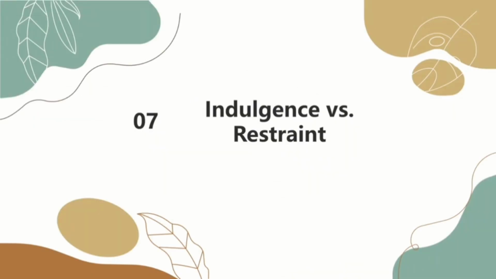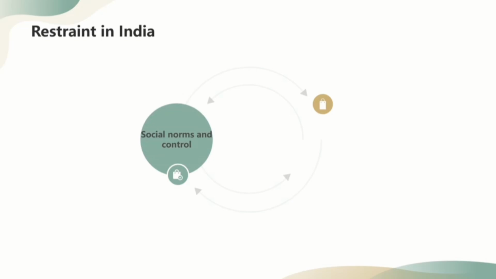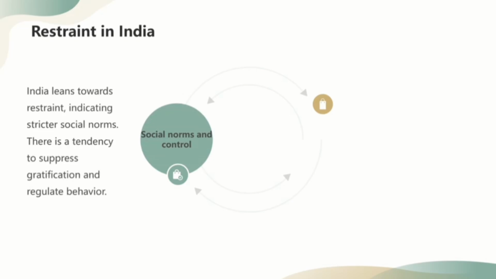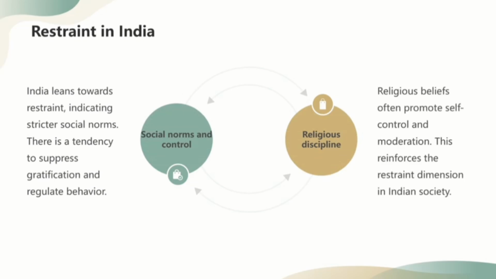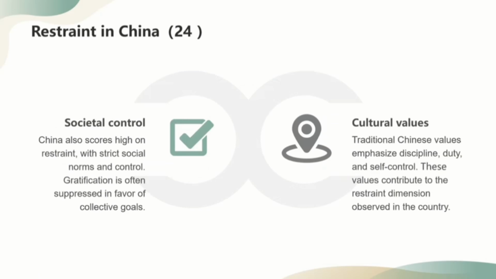Next is the last part. Indulgence versus restraint. Restraint is seen in India's spectacles such as cutting hair and religious discipline. In China, it favors self-control and duty to collective goals.